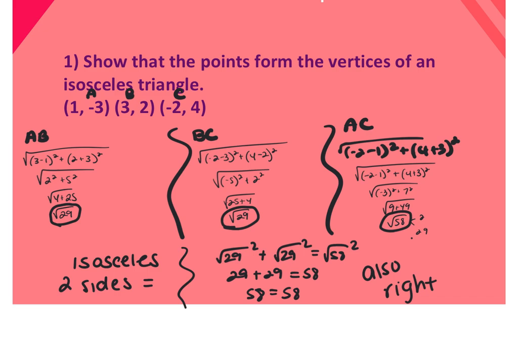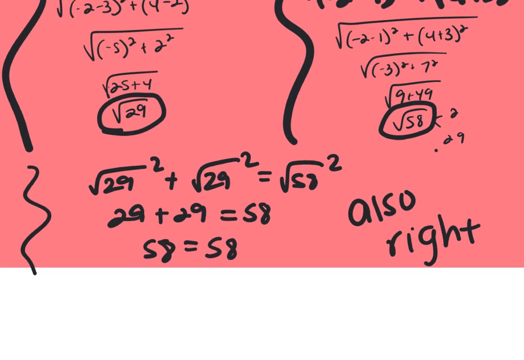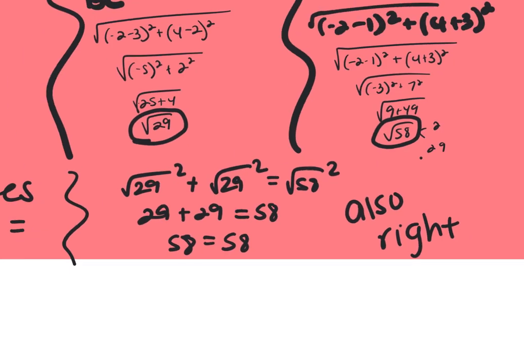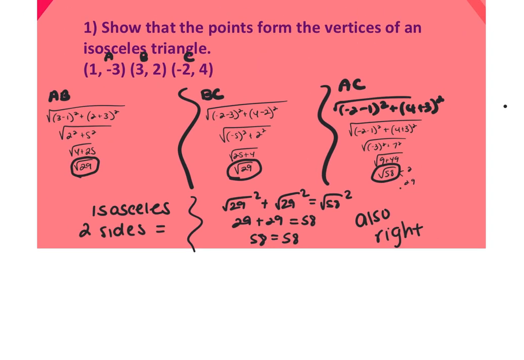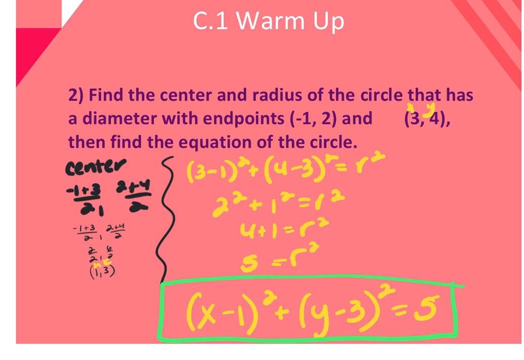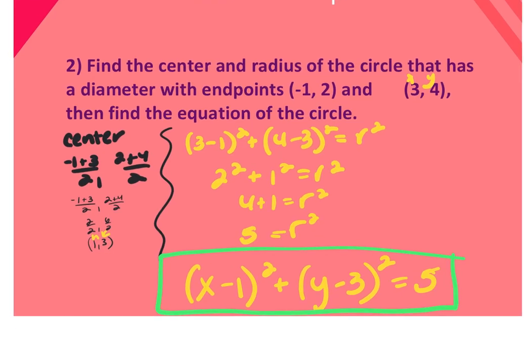Some of you caught it, okay? But if I took those two side lengths, the root 29 and root 29, I squared them both, added them together, they get 58. So it is not just isosceles, it is also a right triangle, which can happen, okay? So it can't be equilateral and right, because an equilateral has all 60 degrees, but it can be isosceles and right.